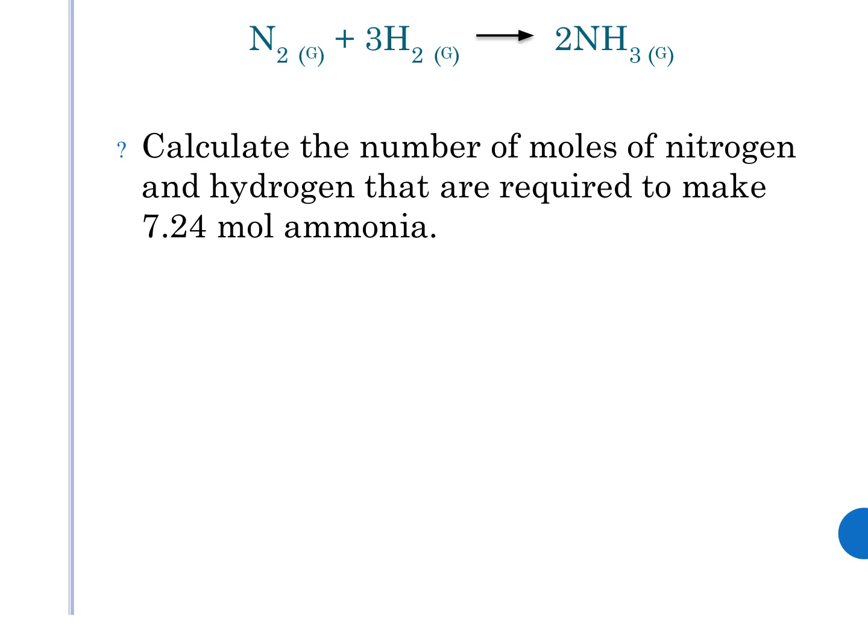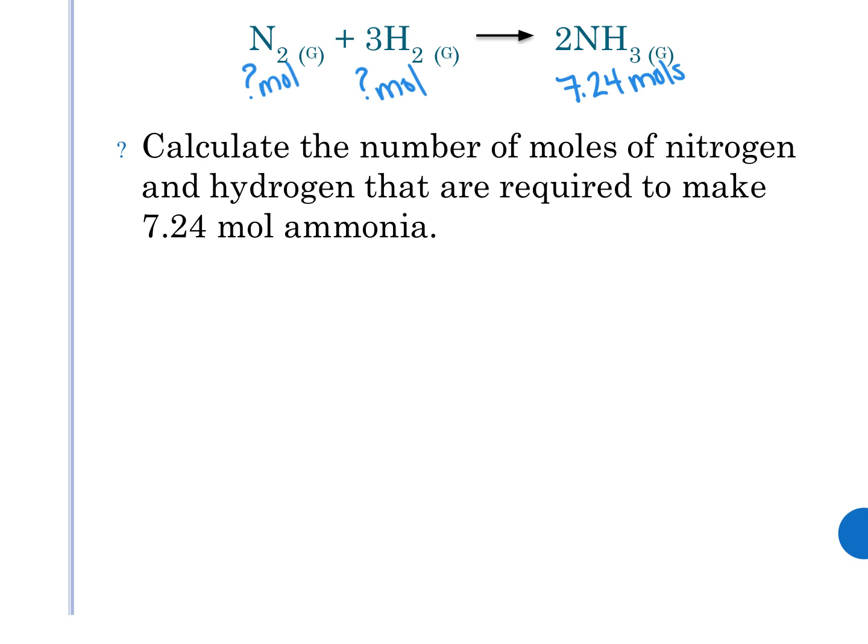Okay, this time we're going to calculate the number of moles of nitrogen and hydrogen that are required to make 7.24 moles of ammonia. So you already wrote this equation down in the previous one, so you can use it again. If you want to rewrite it, you can rewrite it. We're going to calculate the number of moles of nitrogen, so I like to put a question mark there. We're also going to figure out the number of moles of hydrogen that you need to make 7.24 moles of ammonia.